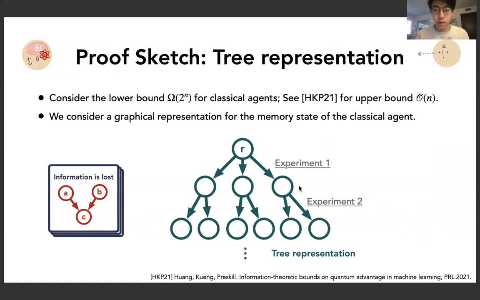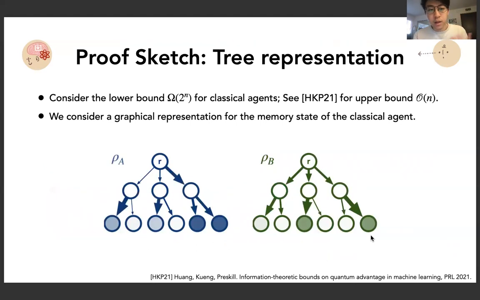Generally, the graphical representation of the memory state could be an arbitrary directed graph. We note that when two nodes are mapped into the same node after some outcome, it means some information is lost, because when you're in C, you wouldn't be able to know whether you came from A or B. So in order to consider the optimal protocol, the optimal classical algorithm, one can restrict this graphical representation to be a tree representation.